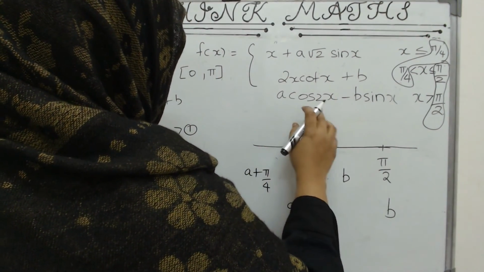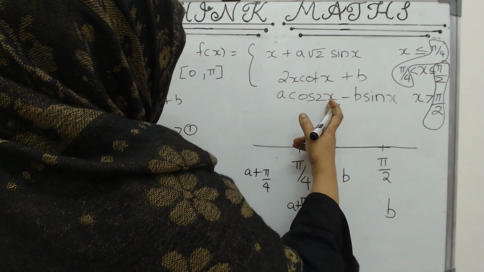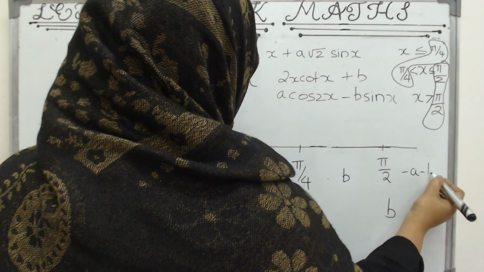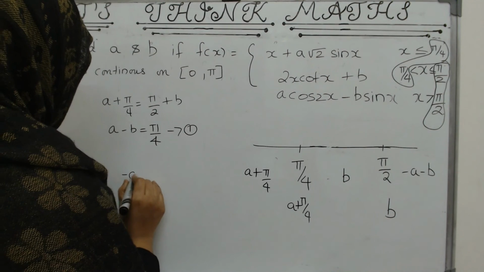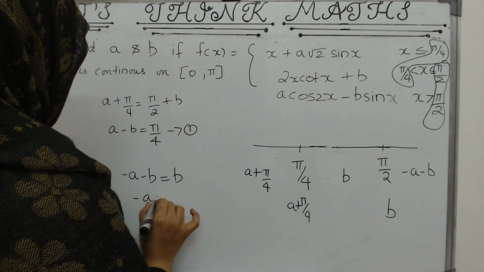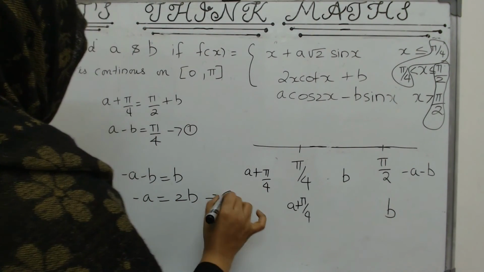And what happens here? Here cos pi is what? 2 into pi by 2 will be cos pi. So this will become minus a minus b. So now equating all of this, what will you get? You will get this. That means minus a is equal to 2b. This is your second set of equations.